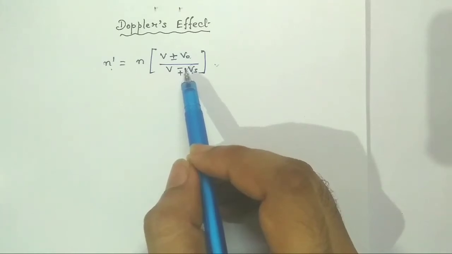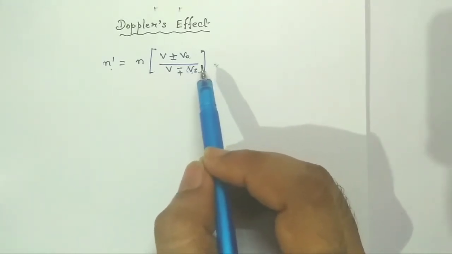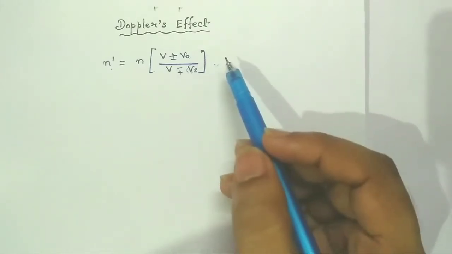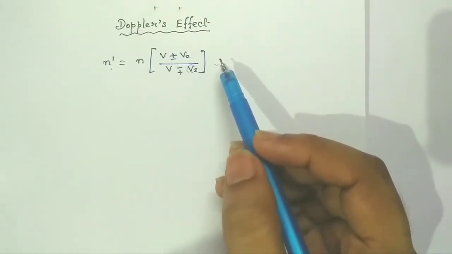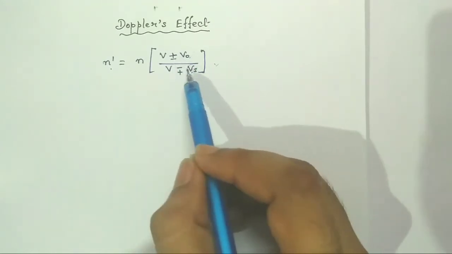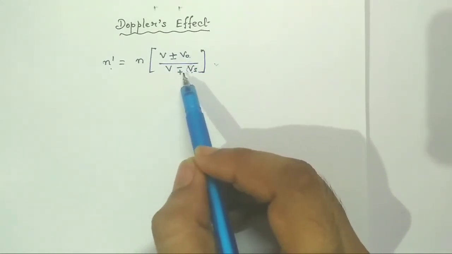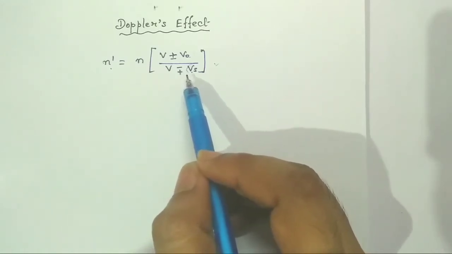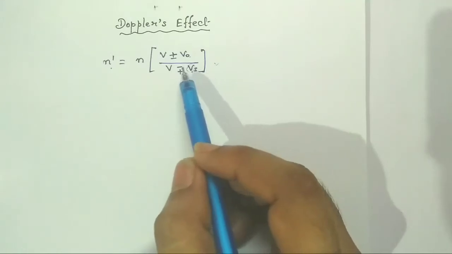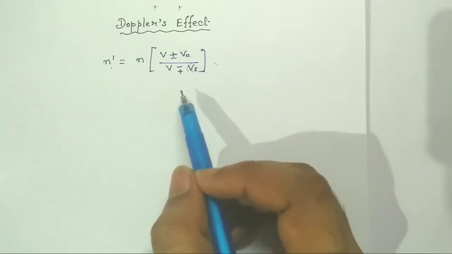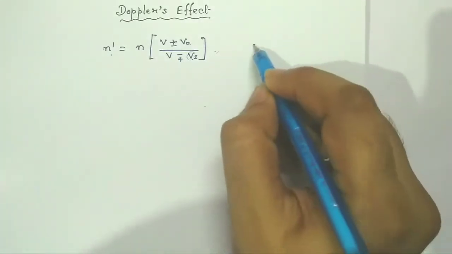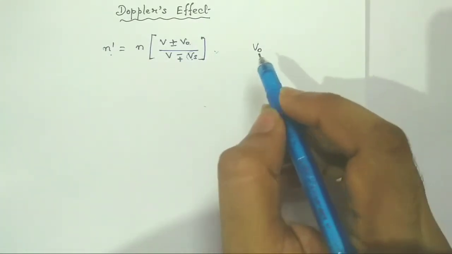Now the upper sign for v0 or vs, upper sign means this plus sign or this minus sign, is used when the source is moving towards the observer or the observer is moving towards the source, and the lower sign means this negative sign and this positive sign. This lower sign is used when the source is moving away from the observer or the observer is moving away from the source.